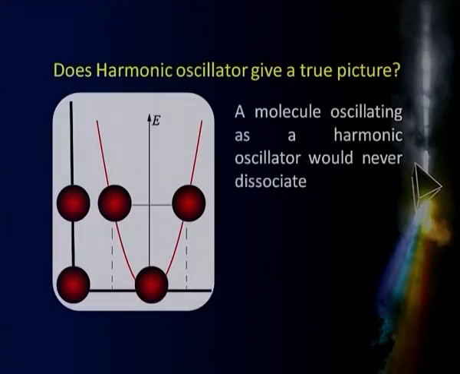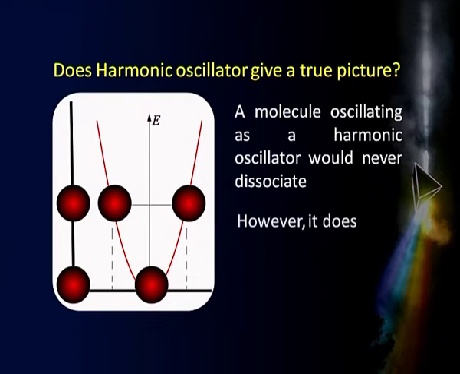That means, in principle, if the molecule is vibrating the way a harmonic oscillator does, then the molecule will never dissociate. But we know that molecules do dissociate. That means there is some kind of anharmonicity there. That means this model which we have considered is inadequate. We need to make some amends to this, and that can be incorporated. This anharmonic behavior of a vibrating molecule can be accommodated by using a different kind of potential.